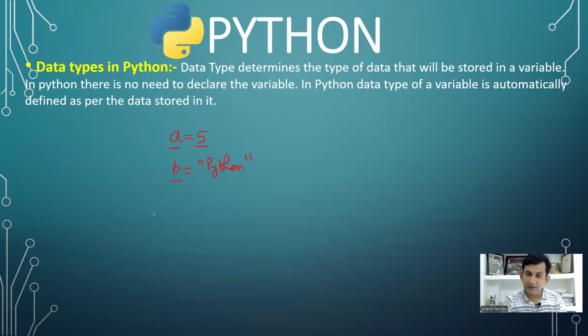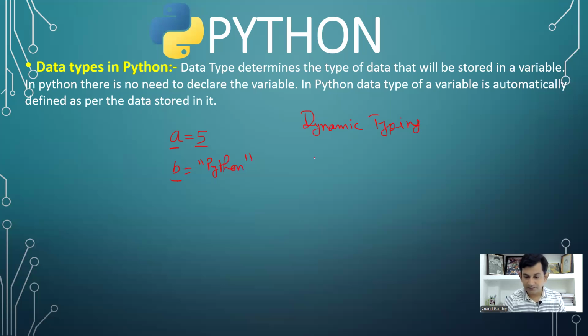String. The type of value you store in the variable, the data type becomes that. Am I clear? And one more concept is there in Python, that is called dynamic typing. Dynamic typing, here typing means data typing.